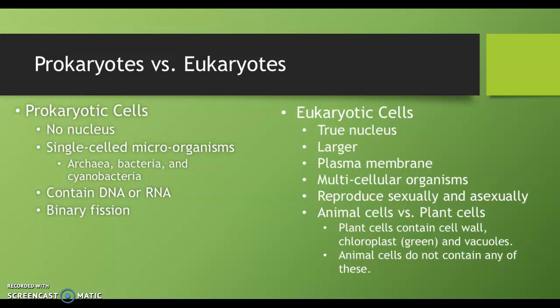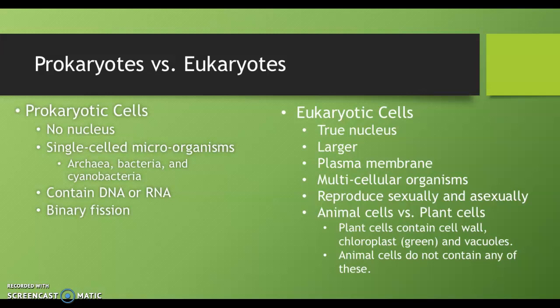Prokaryotic cells are simpler than eukaryotic cells. They have no nucleus, only a nucleoid. A nucleoid is a region within the prokaryotic cell that contains the genetic material. They are single-celled microorganisms. Some examples are archaea, bacteria, and cyanobacteria. They contain DNA or RNA and are reproduced by binary fission.